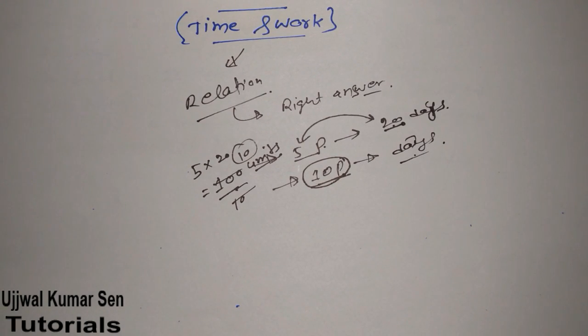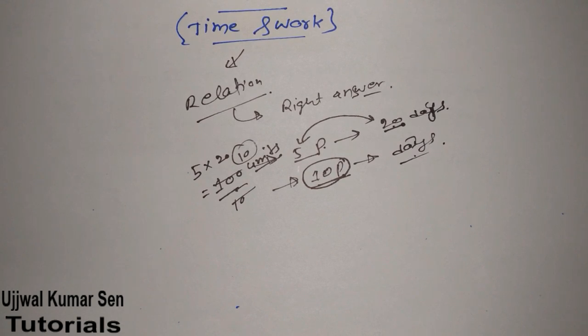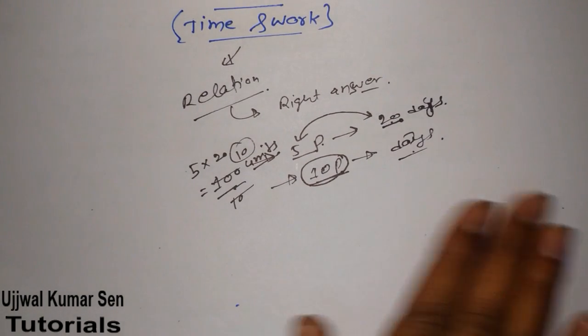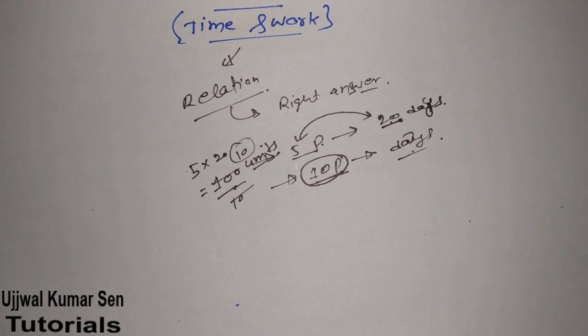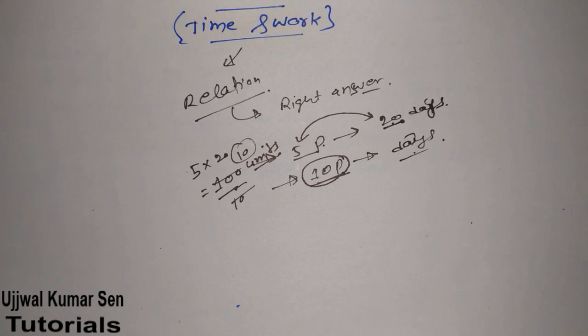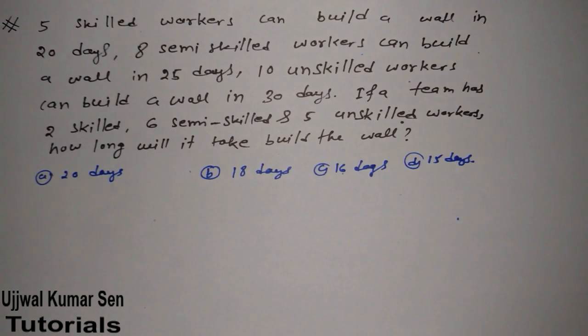Time and work is really important, and these days in GATE you can get questions from this topic. By making the relation, you can solve the questions of time and work quite easily. It's really simple. So next, let's go for the numerical problem which was asked in a previous year GATE paper. Then we'll come back to this again and review what you need to know to solve the question right away.